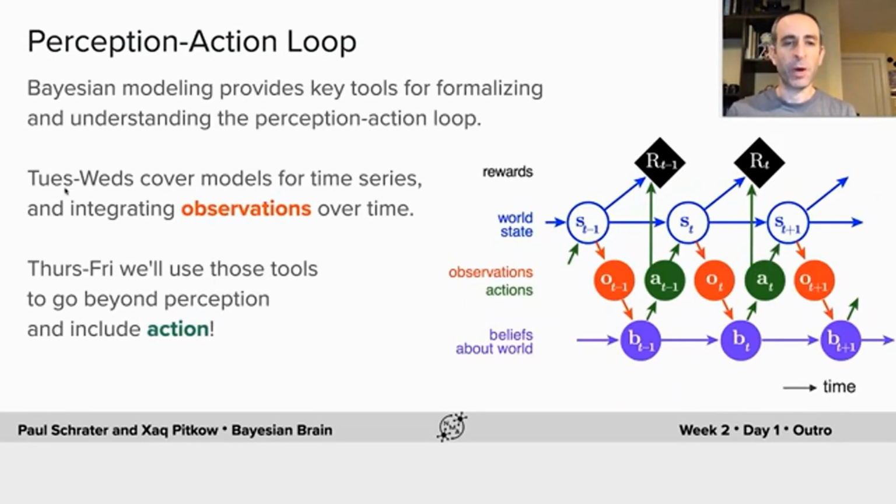We can describe this as a probabilistic graphical model where all of those concepts have their own variable. You have some world states, you have some observations and actions, beliefs about the world, and rewards. And all of them are connected with each other over time. In order to understand this, we really need to think about time series and how that interacts with probabilistic reasoning. And that's what we're going to cover later in the week. Tomorrow and Wednesday, we'll cover models for time series, including integrating observations over time about unknown latent variables. And then on Thursday and Friday, we'll use those tools to go beyond perception to include actions.